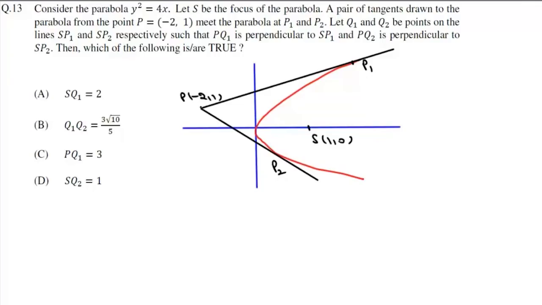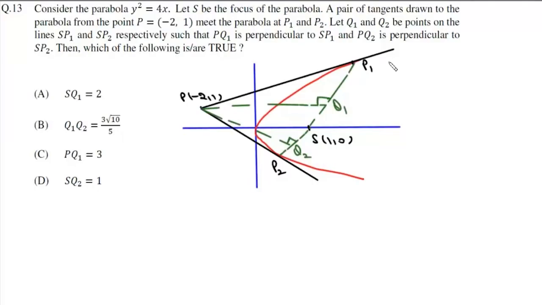Now, it says we join these SP1 and SP2. Now, Q1 and Q2 be points on lines SP1 and SP2 such that PQ1 is perpendicular to SP1. So, from here, we have dropped perpendiculars. This point is Q1. And from here, this perpendicular is Q2. Now, which of the following is or are correct?